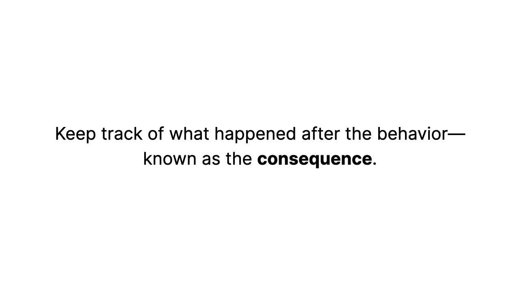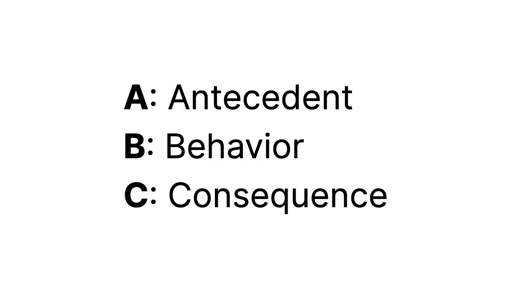It's also just as important to keep track of what happened directly after the behavior. This is referred to as the consequence of the behavior. So when we look closely at a problem behavior to determine the function, we look at the antecedent, the behavior, and the consequence. We call this the ABCs of behavior. Here are a few examples.